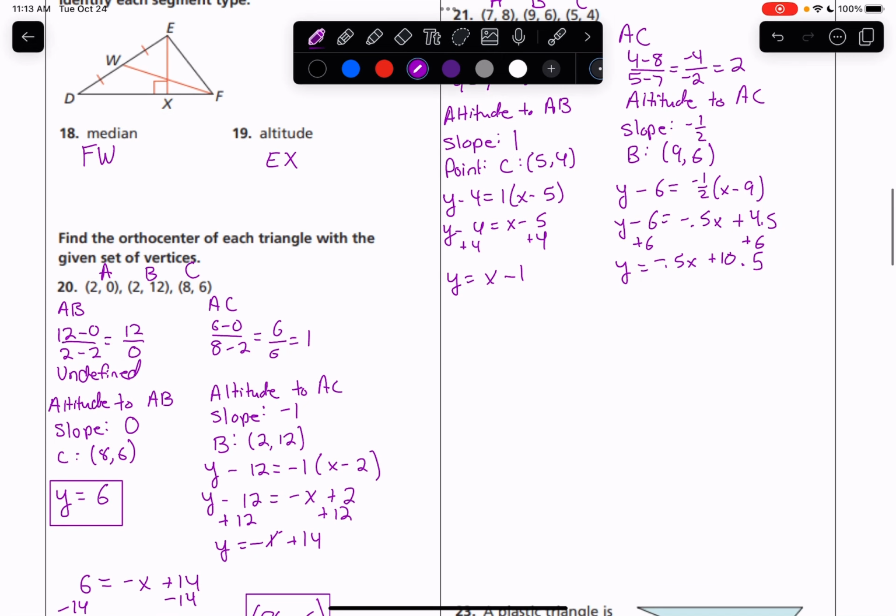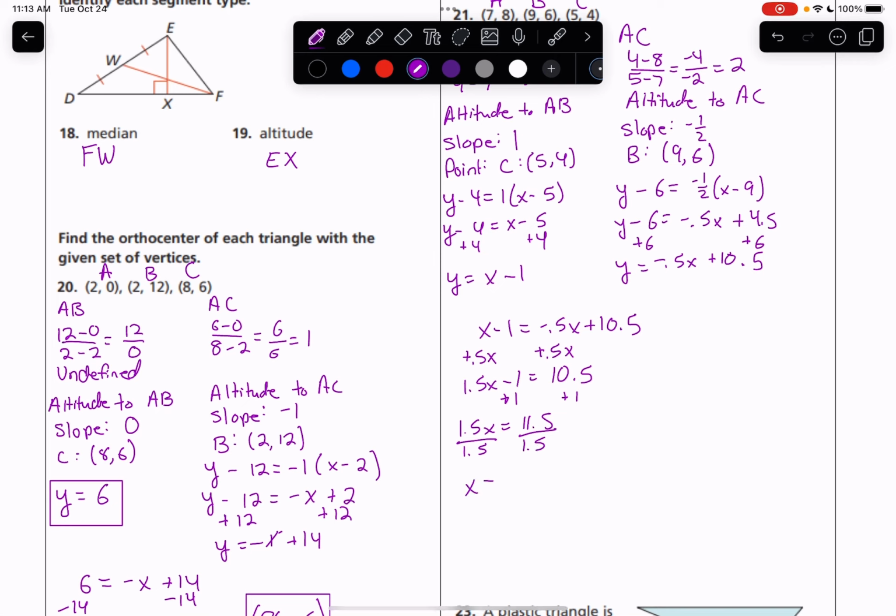So then I'll put these together. Say x minus 1 equals -0.5x plus 10.5. Solve this equation. Add 1. 1.5x equals 11.5. Divide by 1.5. x equals, let's see, 7.6 repeating. We're going to hope that this is right.